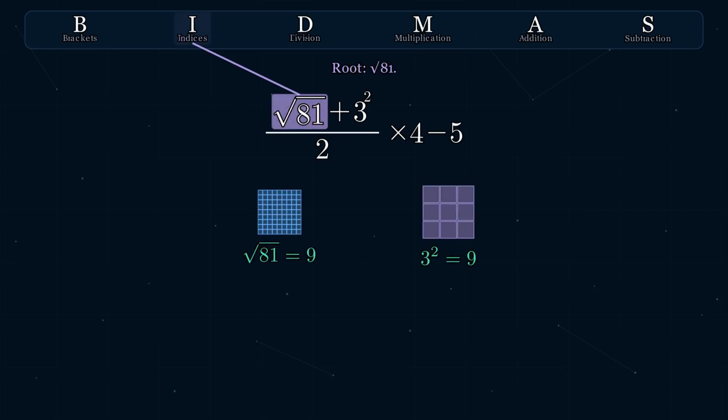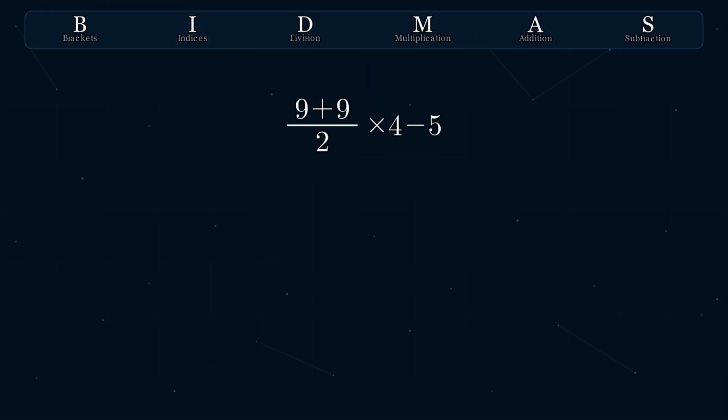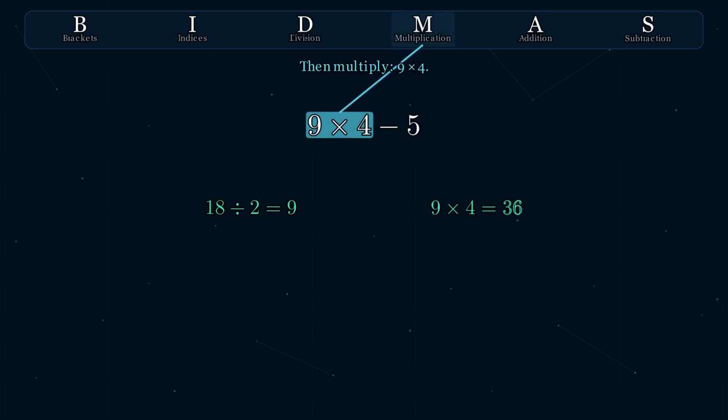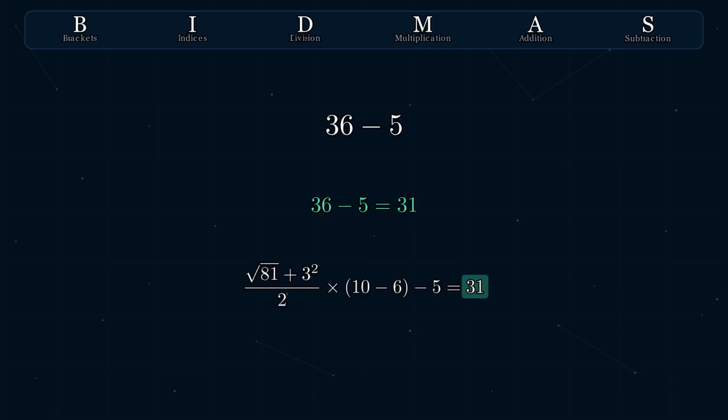The square root of 81 is 9. 3 squared is also 9. So the top of the fraction becomes 9 plus 9. 9 plus 9 equals 18. Now the fraction gives 18 divided by 2. 18 divided by 2 equals 9. Then multiply by 4. 9 times 4 equals 36. Now subtract 5. 36 minus 5 equals 31. So the answer is 31. Longer questions are just smaller steps, done in the right order.